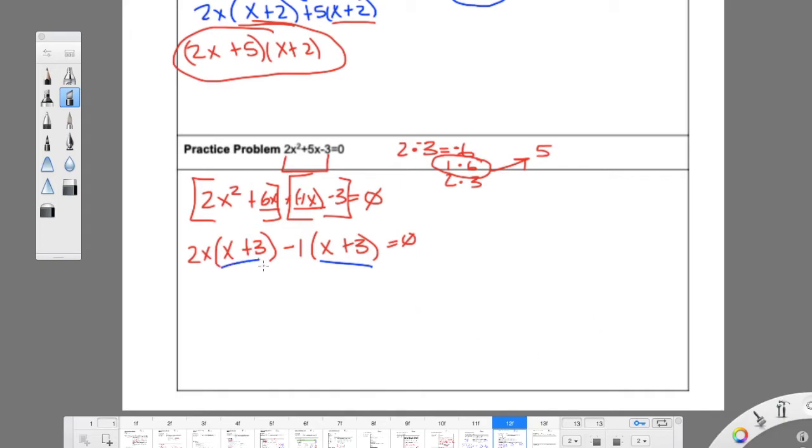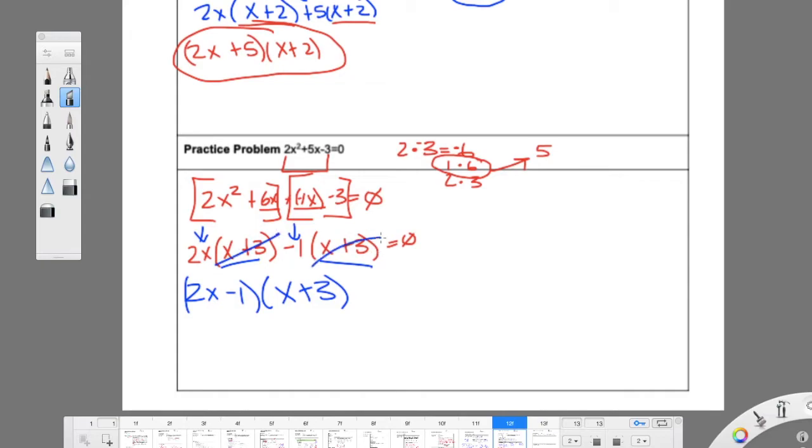So now I have 2x minus 1. That's my first. These are my multipliers, right? So they go back into a binomial together. And then x plus 3, because those are my identical pieces. So in a way, what I'm doing is I'm kind of dividing x plus 3 away from these.